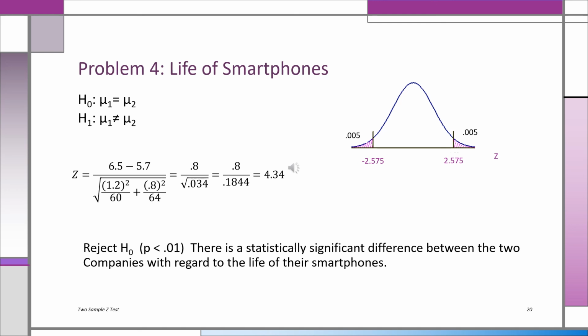You end up with 0.8 over 0.1844, or 4.34. That's a pretty big number for a z. And we are definitely in the region of rejection. It's larger than 2.575. So we reject the null hypothesis at p less than 0.01. It's a very, very stringent test. There is a statistically significant difference between the two companies with regard to the lifetime of their smartphones.